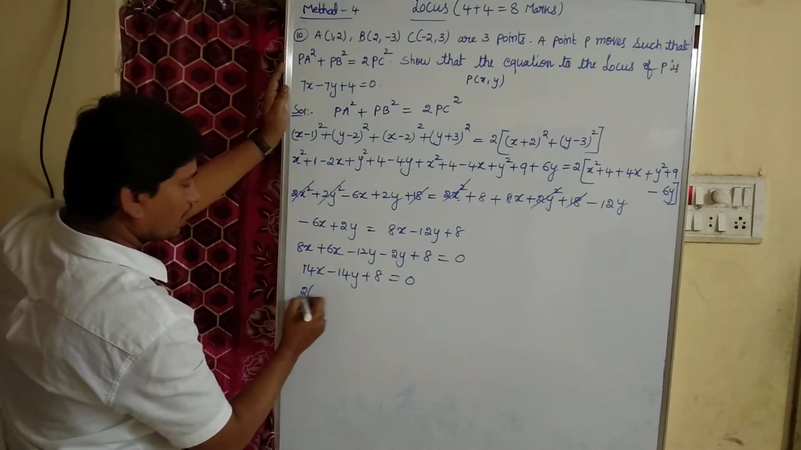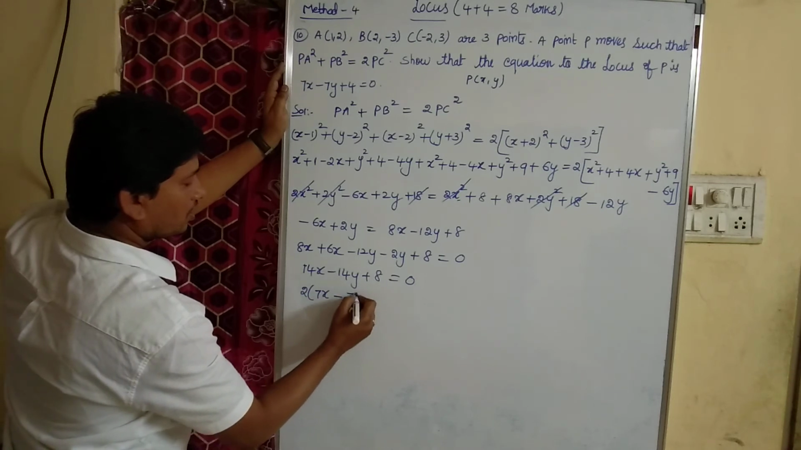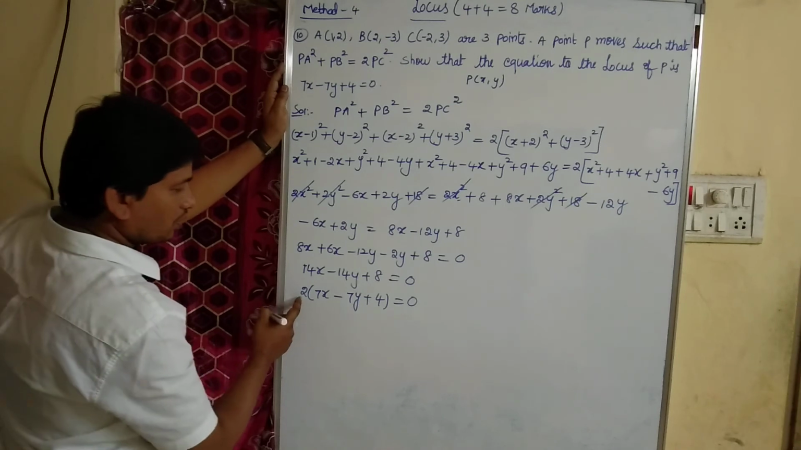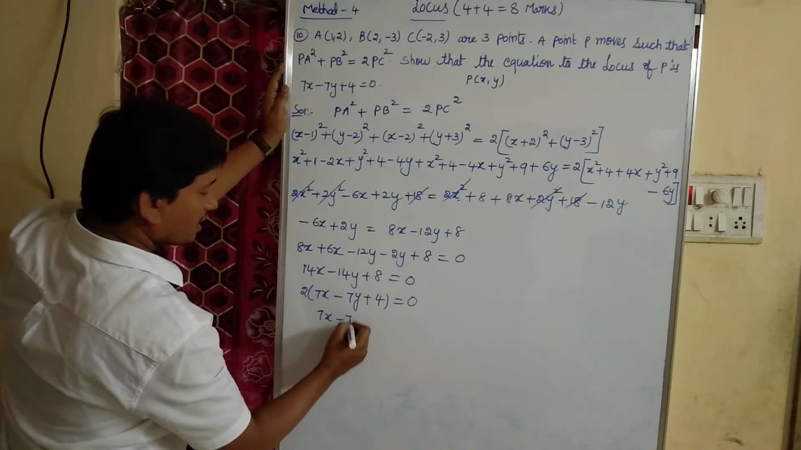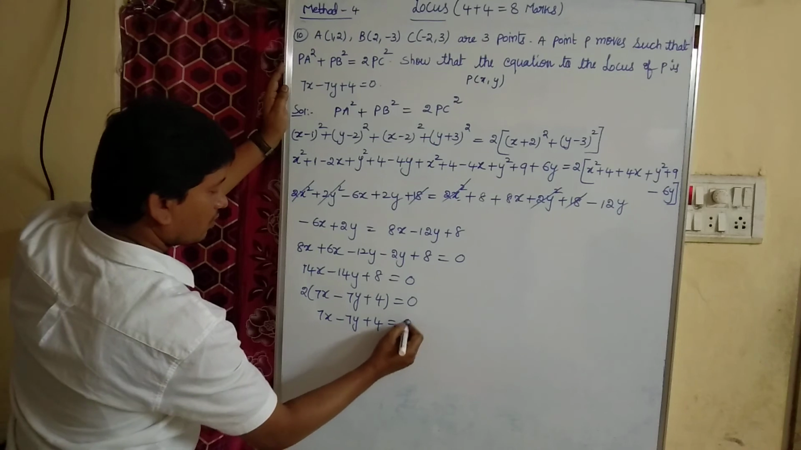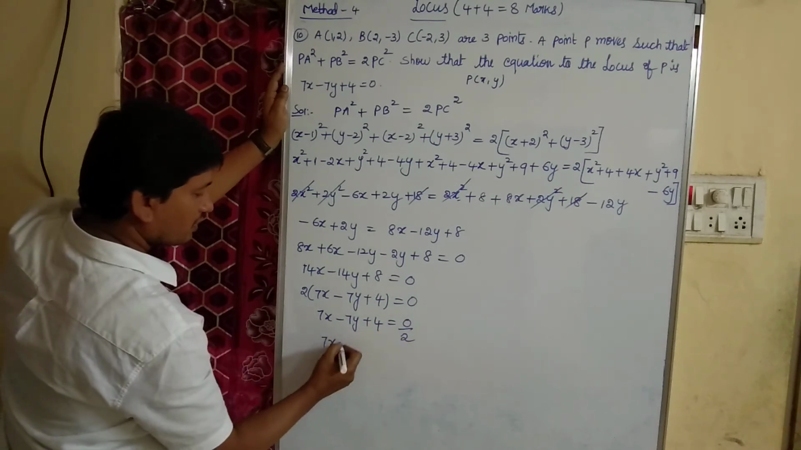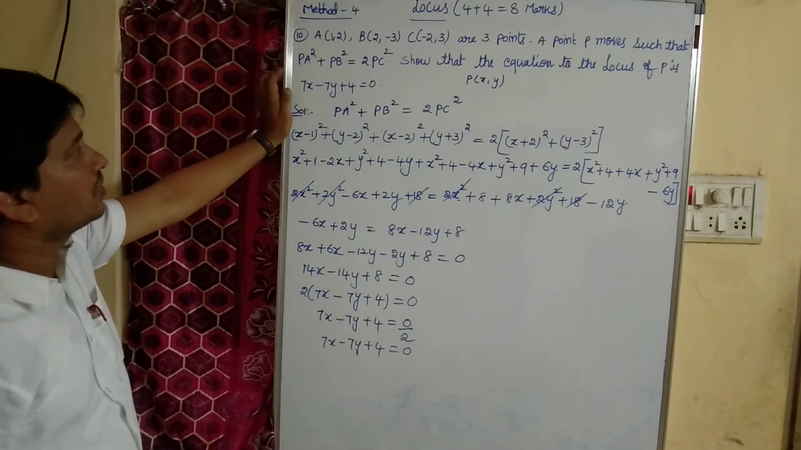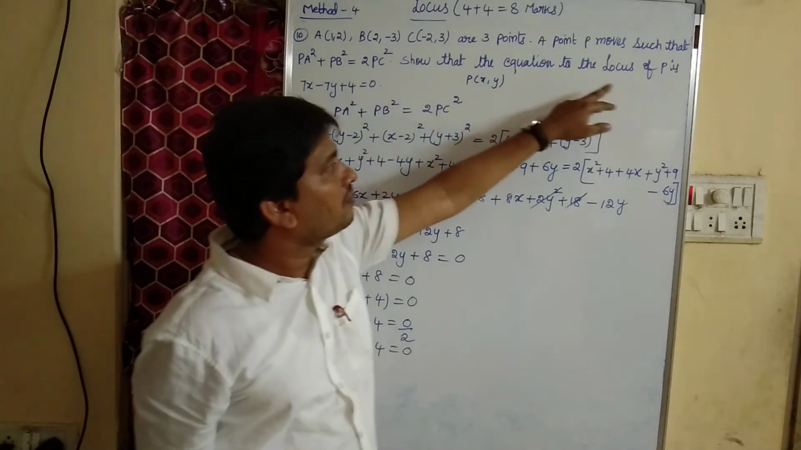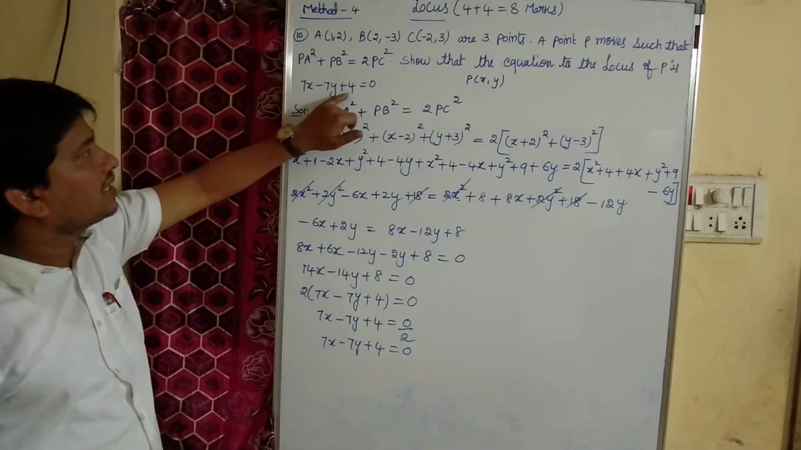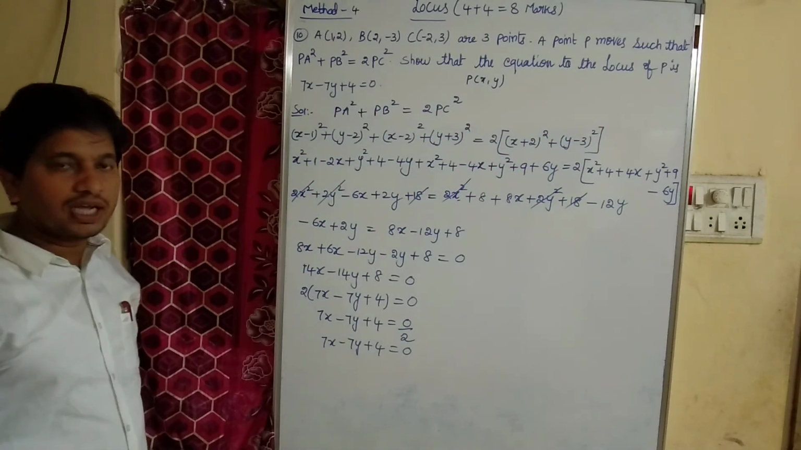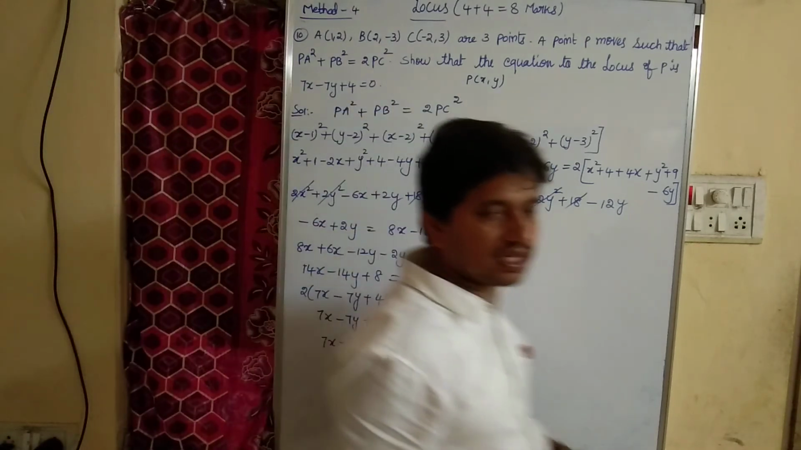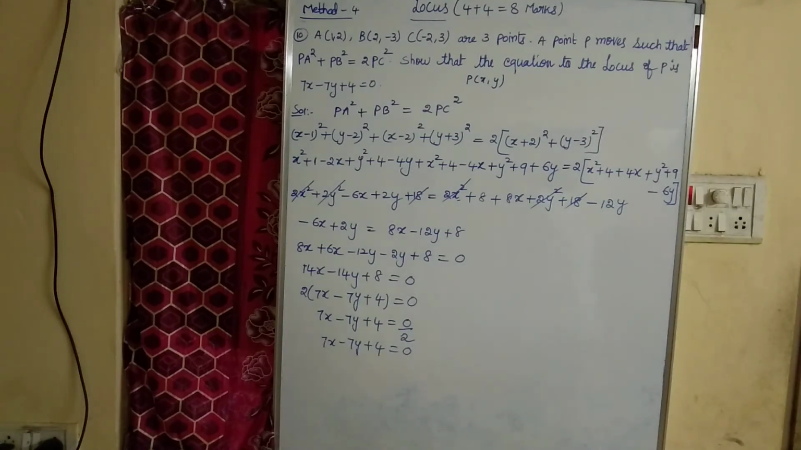So let me take 2 common. 2 sevens are 14, 2 sevens are 14, 2 fours are 8, which is equal to 0. As 2 is multiplying, it transposes: 7x minus 7y plus 4 equal to 0 by 2, which is 0. So what they are asking, the equation of locus of P is 7x minus 7y plus 4 equal to 0. Yes, again we got the equation of locus of P is 7x minus 7y plus 4 equal to 0.